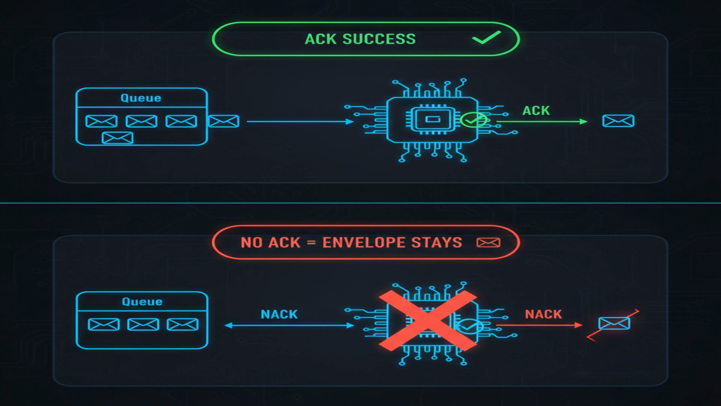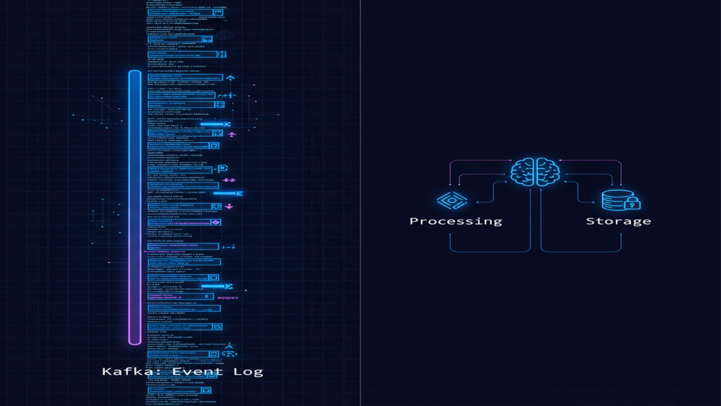But what happens if a consumer crashes mid-process? This is where acknowledgments are critical. A consumer signals completion only after processing, telling RabbitMQ it's safe to delete the message.